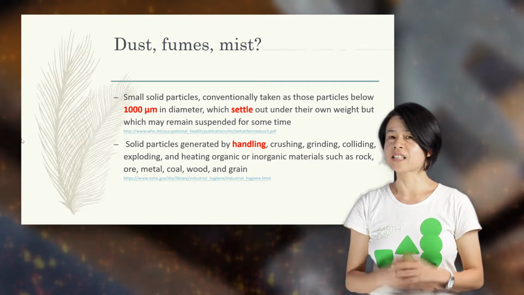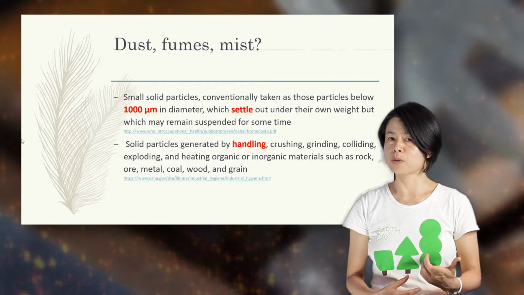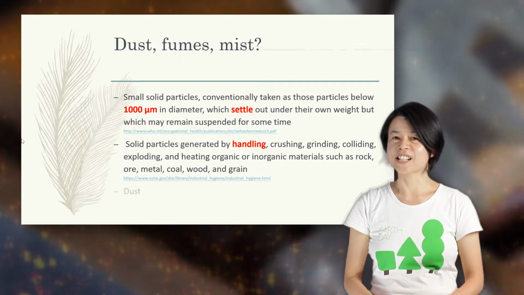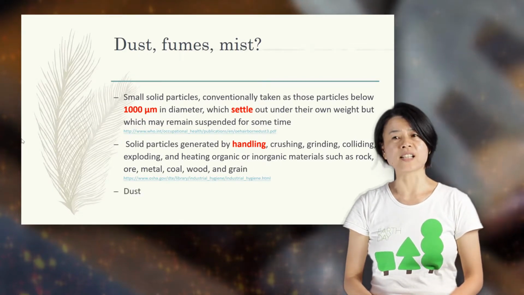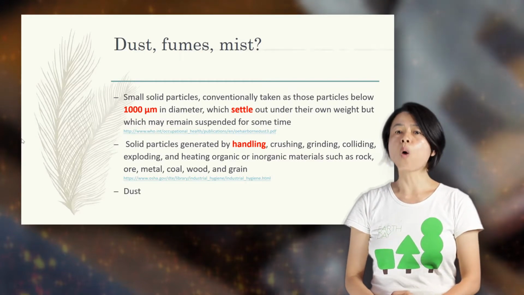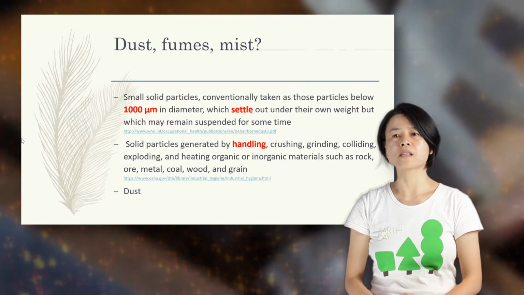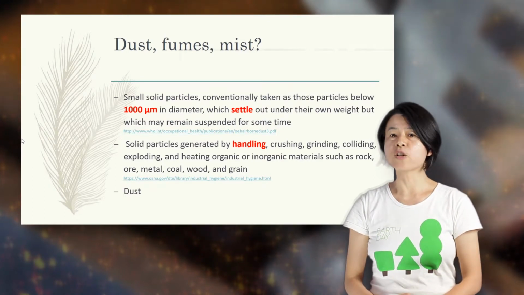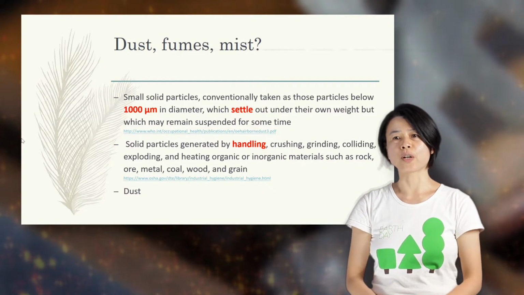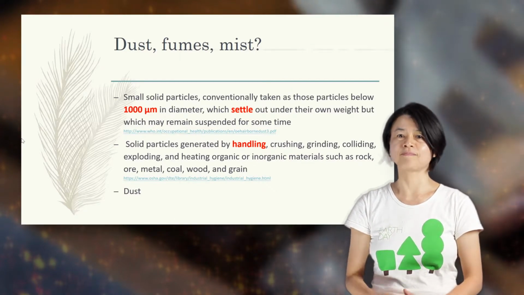Can you tell this is the definition for dust, fumes, or mist? Yes, the answer is dust. The characteristics of dust include 1. The size is below 1,000 microns. 2. It may suspend in the air, but eventually it will settle down. Finally, it is generated by machine handling.